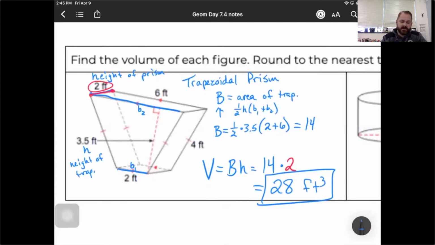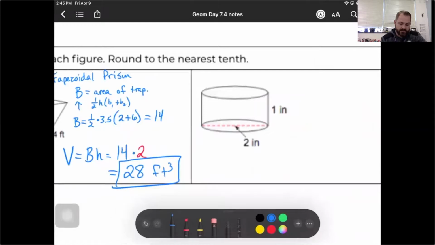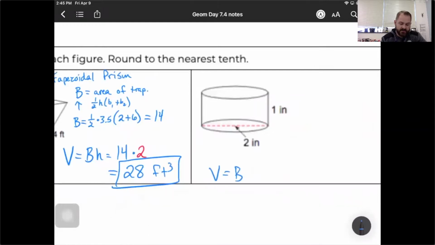Okay, let's try another one. This time it's a cylinder. And remember, volume is always just base area times height. And so our base area, since the base of every cylinder is a circle, that area is pi r squared. Okay? And so we're going to do pi times the radius squared.